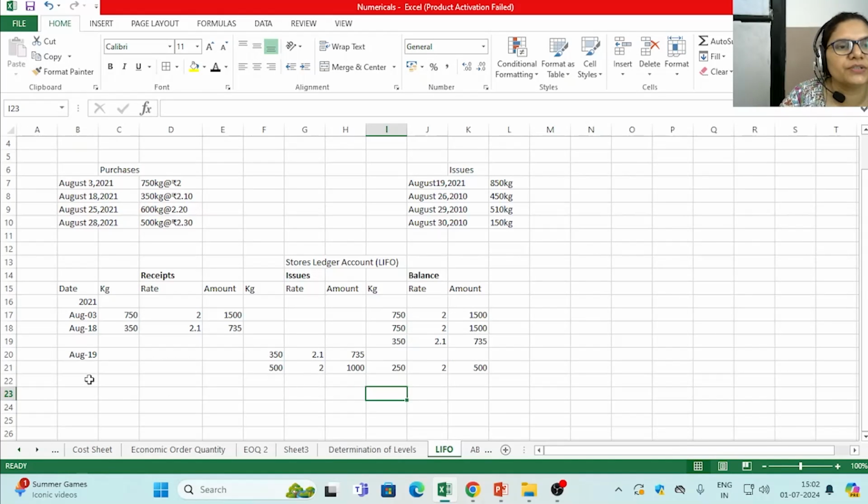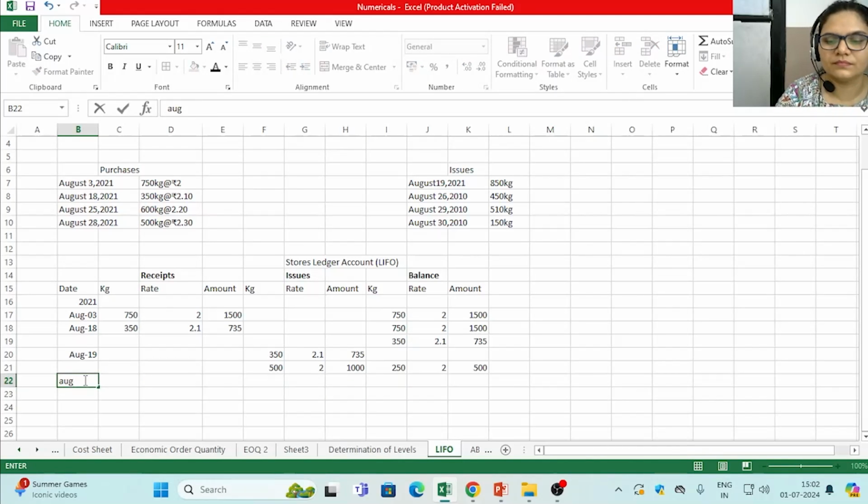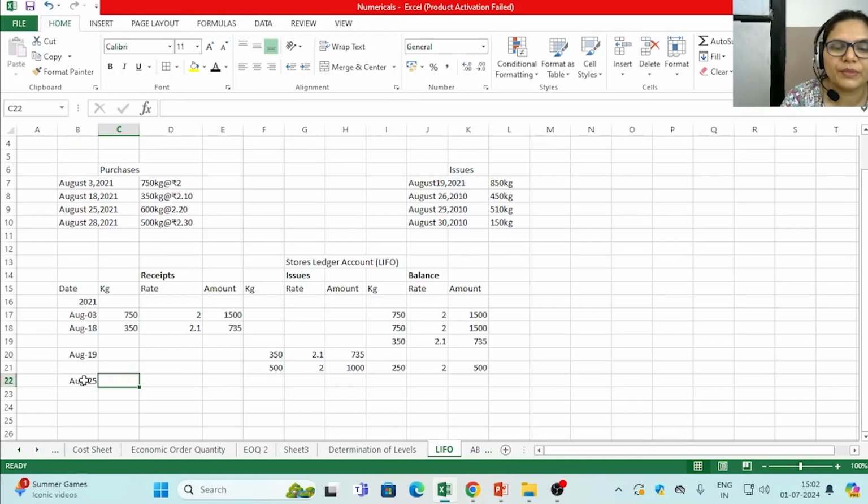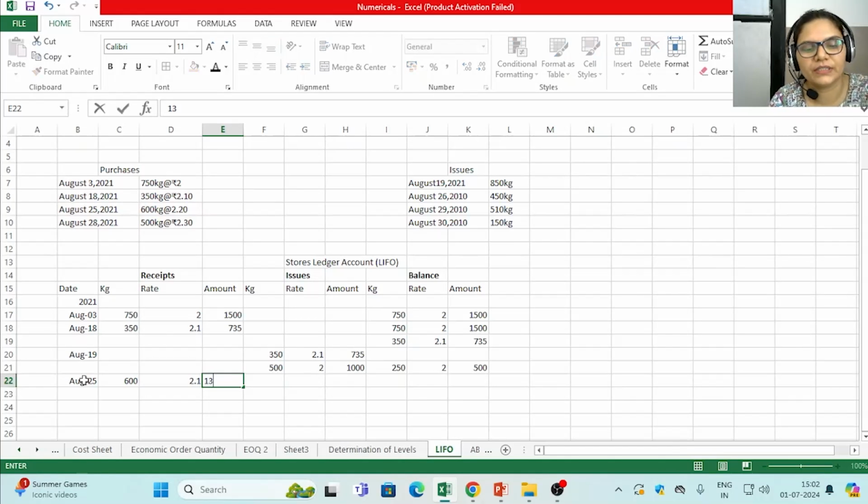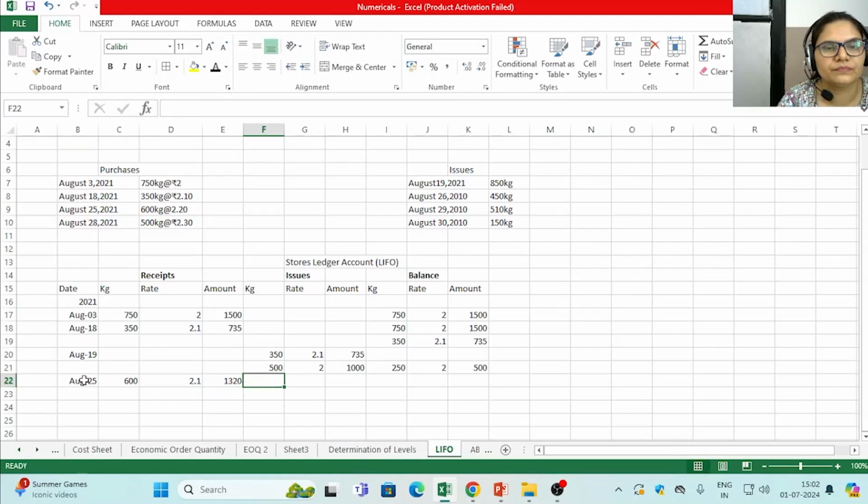Next transaction is of August 25. On August 25, there were purchases of 600 kg at the rate of rupees 2.10. 600 into 2.10 gives you 1320.